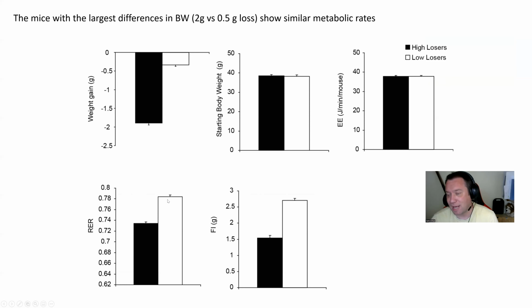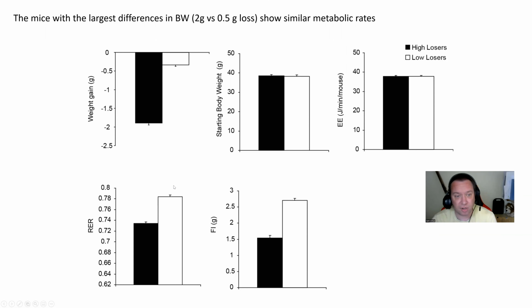RER obviously is massively different, because these mice that are losing weight while the energy expenditure is the same are eating less food. And if they're eating less food, that means they're burning their own fat reserves. And the RERs of these mice were getting down to close to 0.7, about 0.73. This is probably pretty close to the minimum you can achieve in terms of respiratory exchange ratio in mice.